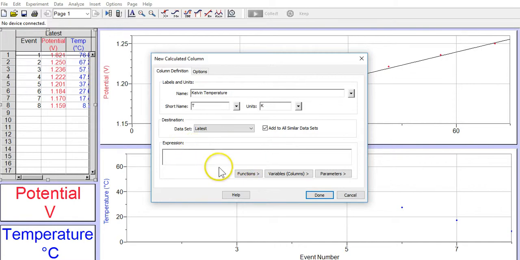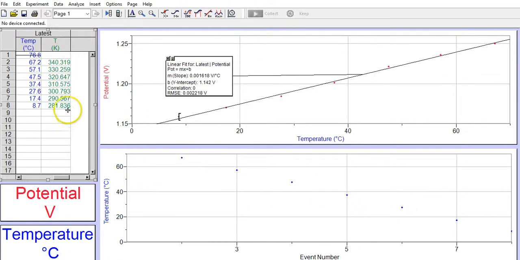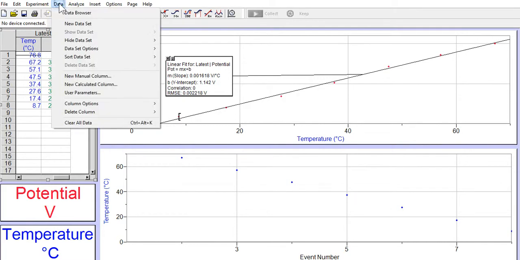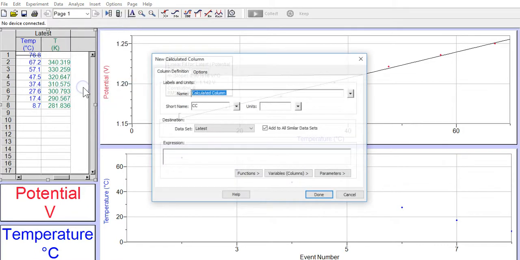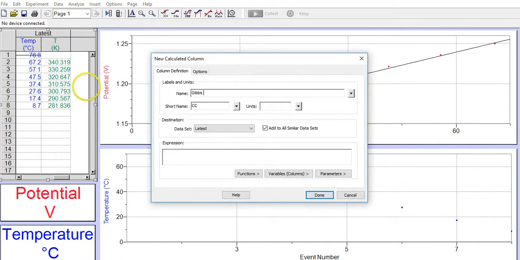We go to the expression, we go to variables, click temperature, and then we know to convert to Kelvin temperature, we add 273.15. And we'll click done here. And now we have our green column here that has our Kelvin temperatures. So we want to do the Gibbs free energy. Again, we'll go up to Data and we'll get a new calculated column. Call that the Gibbs free energy. And Logger Pro can actually do that really nicely.